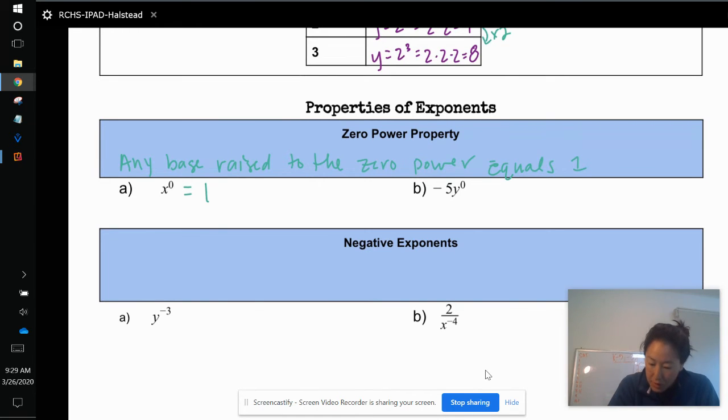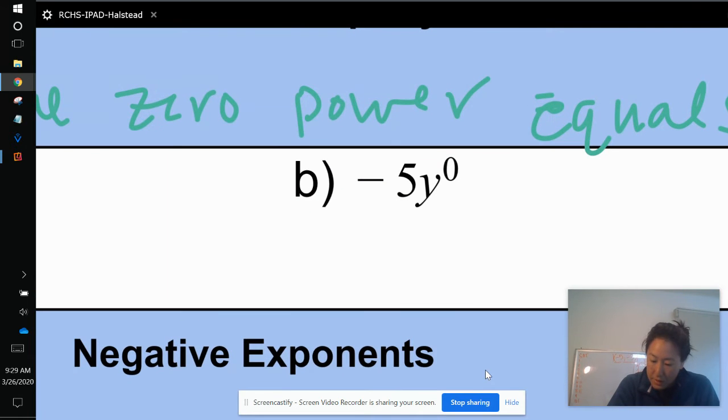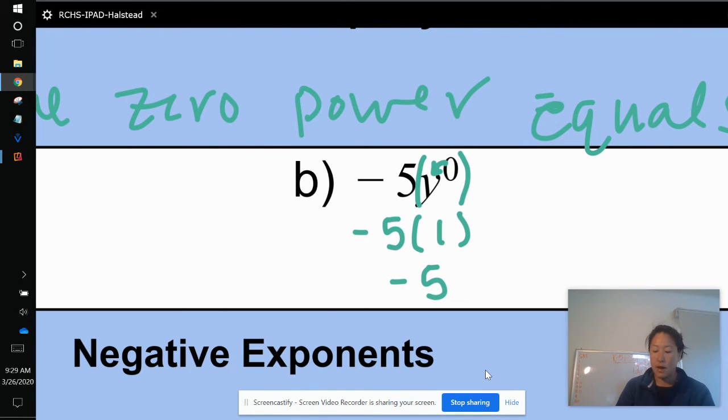This one's a little tricky. Remember that the y is only being raised to the 0 power, so it could look more like this. Okay, so the negative 5 I'm going to bring down. What is y to the 0 power? That's 1. So this is going to give me negative 5. But the part where we evaluate the y to the 0, that is still 1.